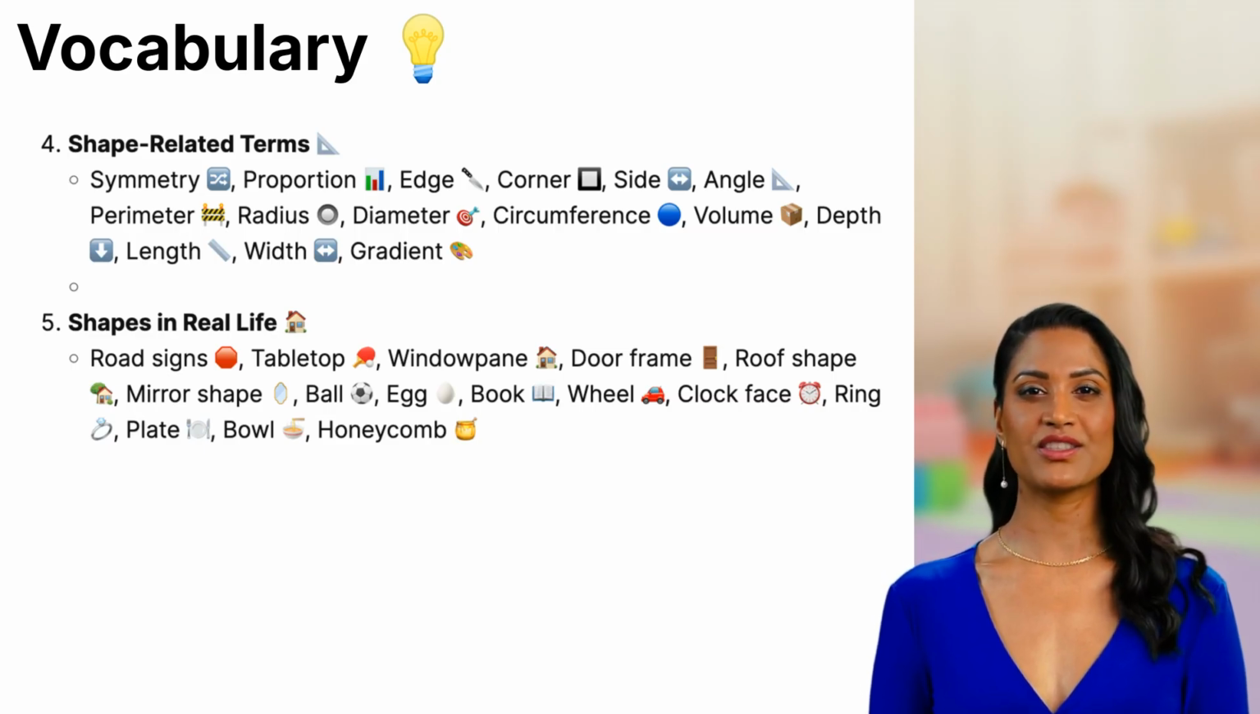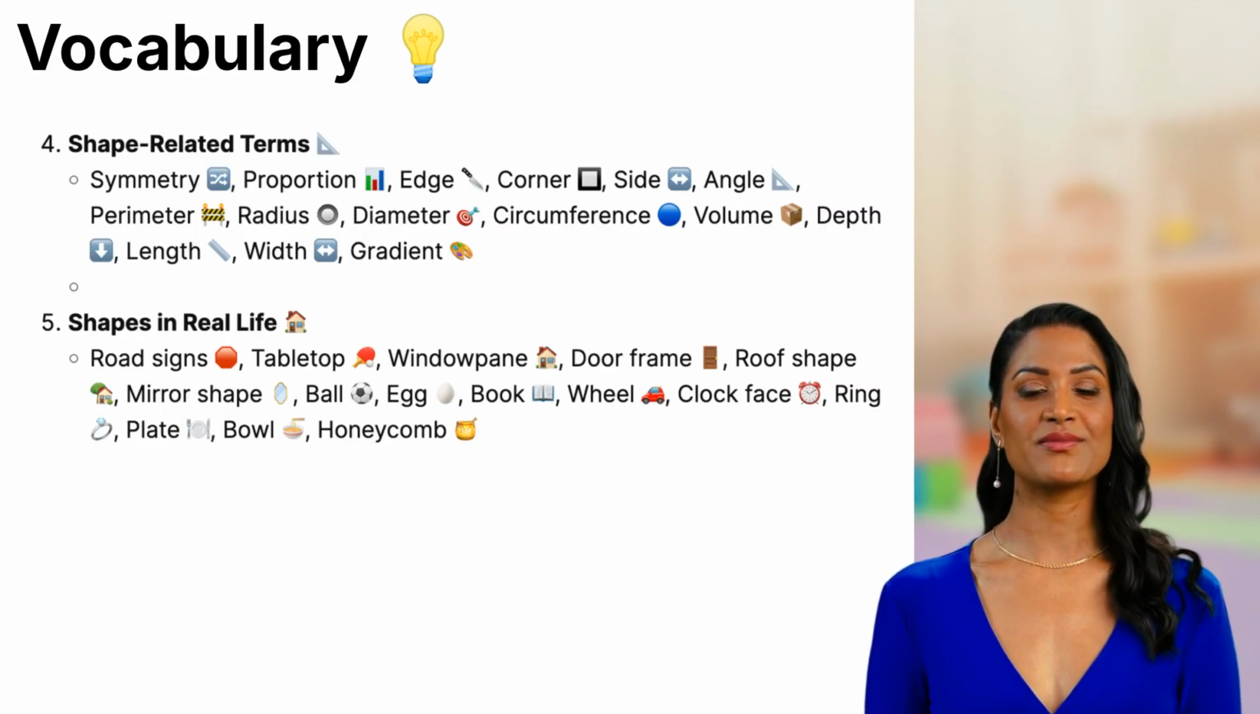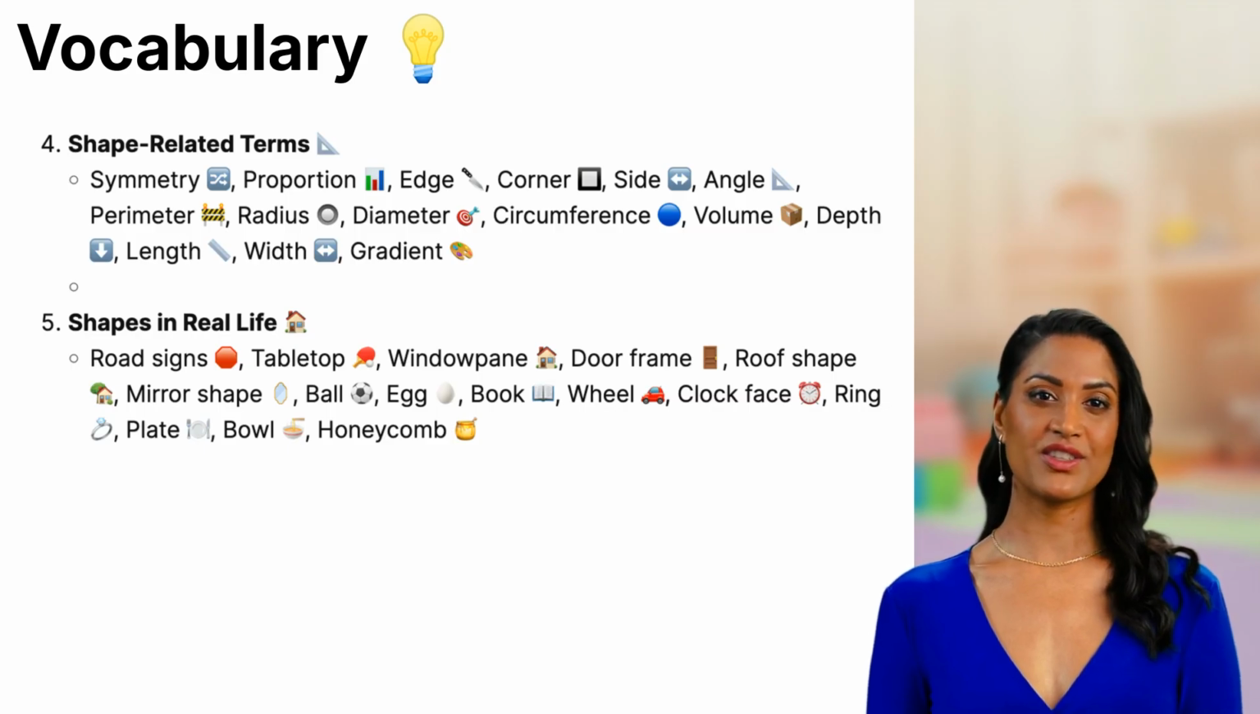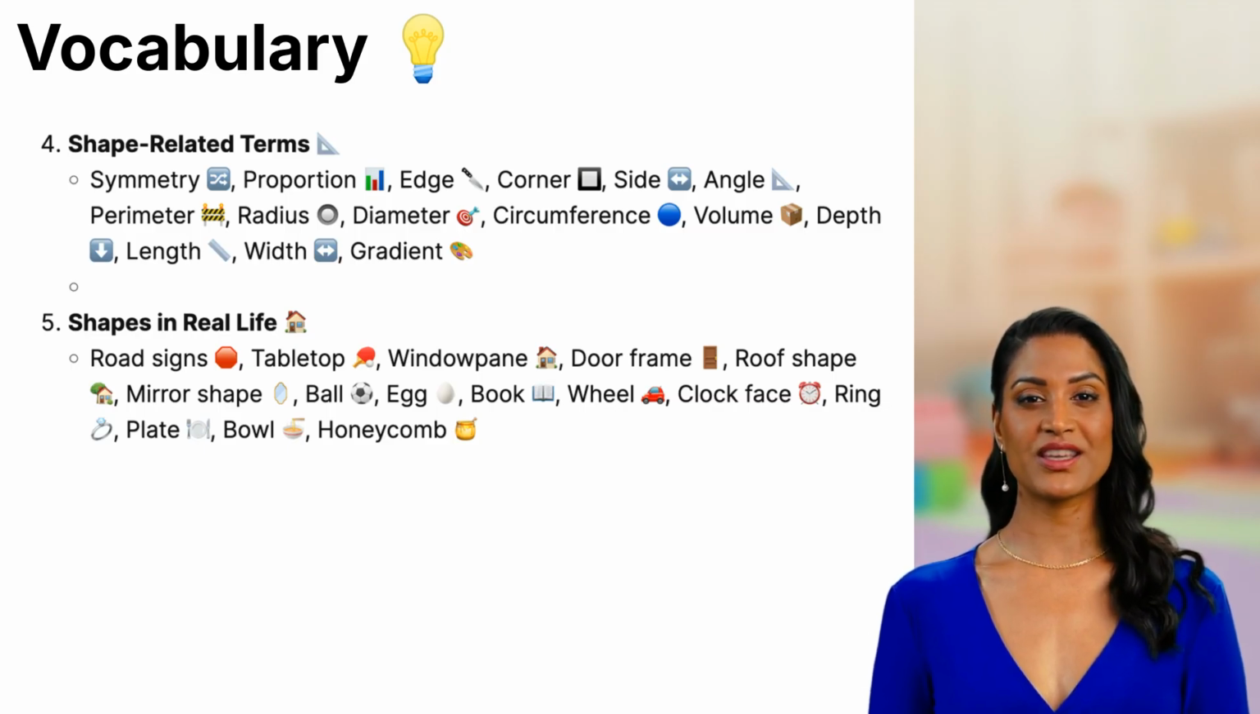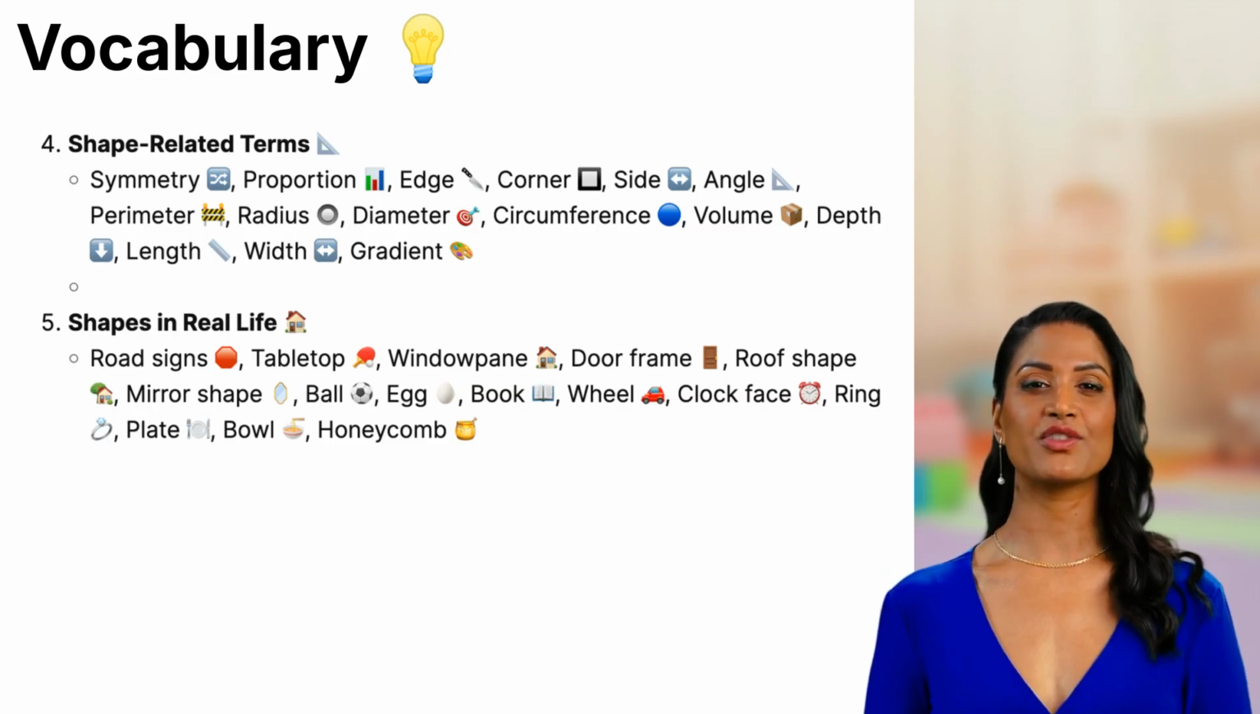Angle, the space between 2 intersecting lines. Perimeter, the total distance around a shape. Radius, the distance from the center of a circle to its edge. Diameter, the total length across a circle passing through the center. Circumference, the outer boundary of a circle.